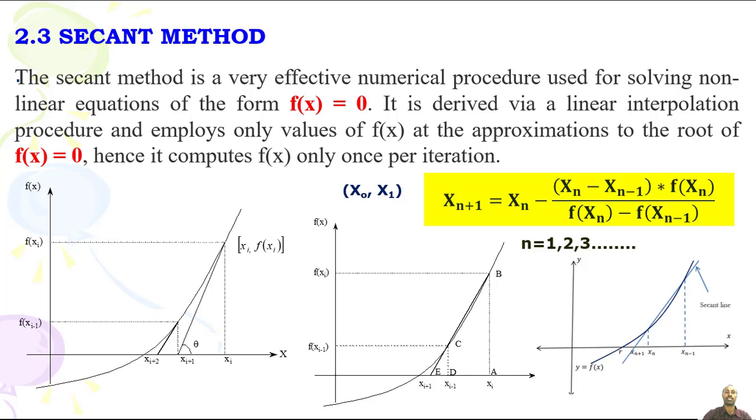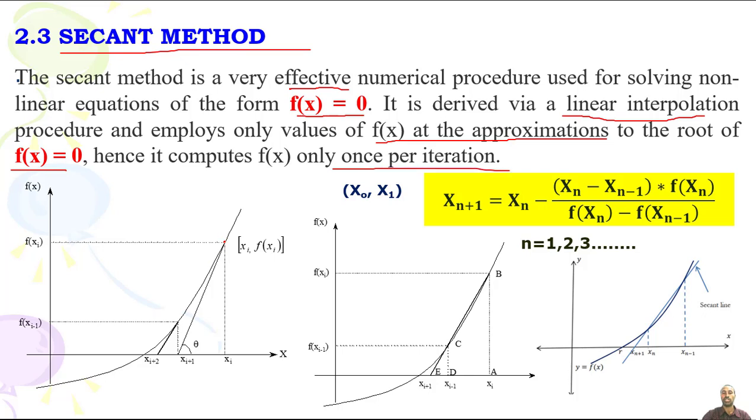And the third method is the secant method. The secant method is a very effective numerical procedure used for solving nonlinear equations of the form f of x equal to 0. It is derived via a linear interpolation procedure and employs only values of f of x at approximations to the root of f of x equal to 0. Hence, it computes f of x only once per iteration.